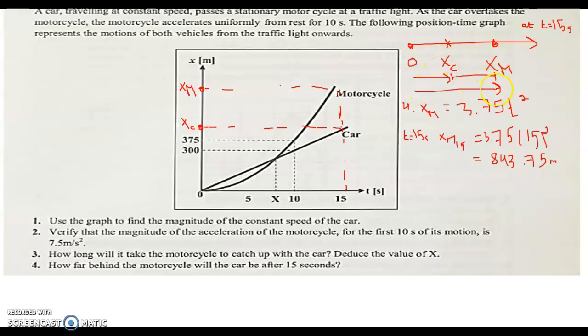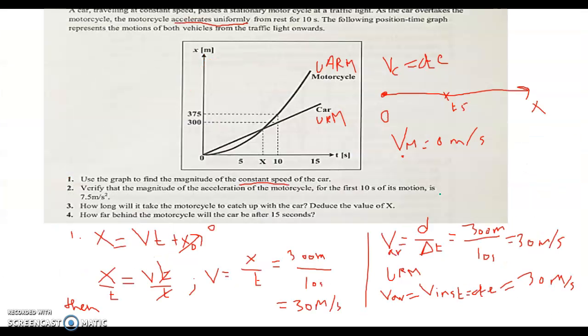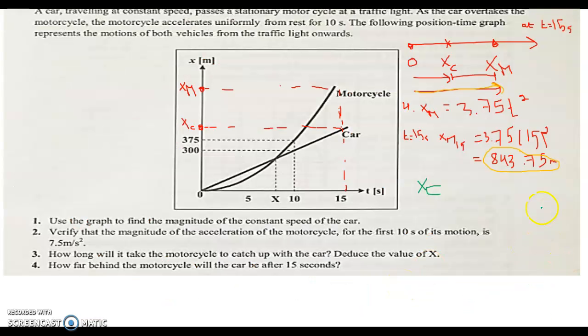Okay, so now xm, this one, let's use another color. xm is equal to 843.75 meters. Okay, now xc is found to be equal to v times t, so it's equal to 30t. xc, the general position time equation of the car, is proved to be 30t.